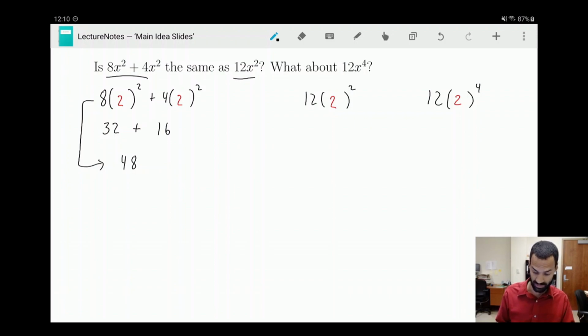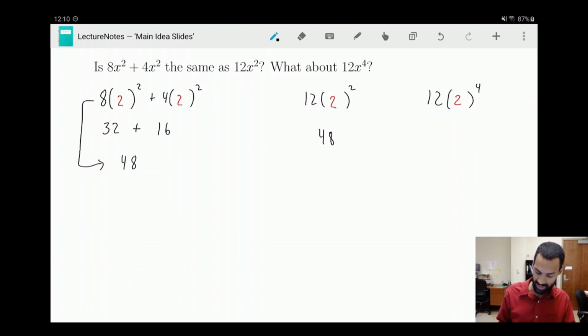So let's plug in 2 and see. 12 times 2 squared, that means 12 times 2 times 2. Okay, well 12 times 2 is 24. 24 times 2 is 48. Okay, so yeah, they're the same.